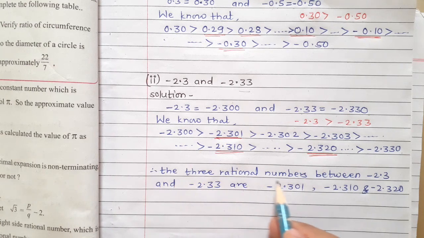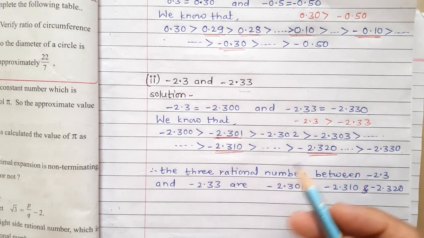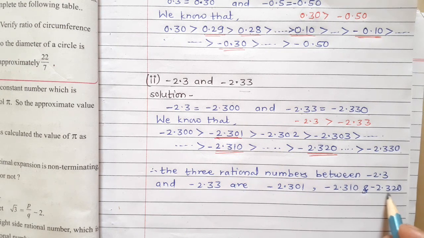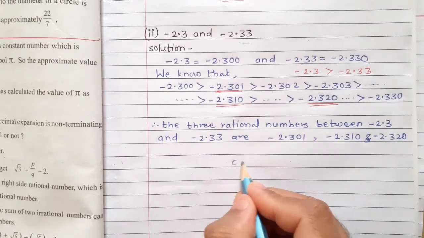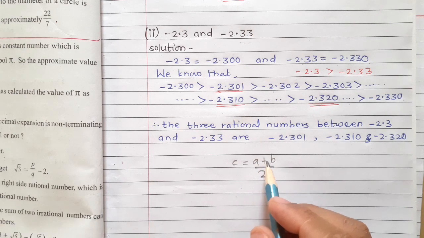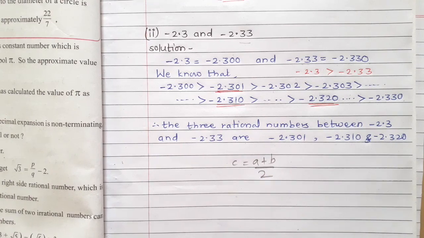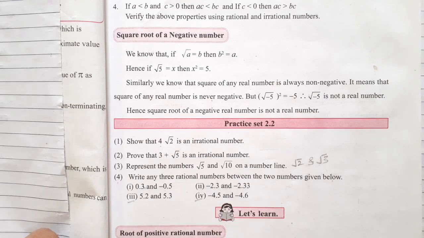Then the three rational numbers between minus 2.3 and minus 2.33 are, you can choose any three numbers: minus 2.301, minus 2.310 and minus 2.320. You can choose any number, or you can use the formula C is equal to (A plus B) upon 2 to find out the numbers between given two numbers. Students, try to solve example, sub question 3rd and sub question 4. Thank you.